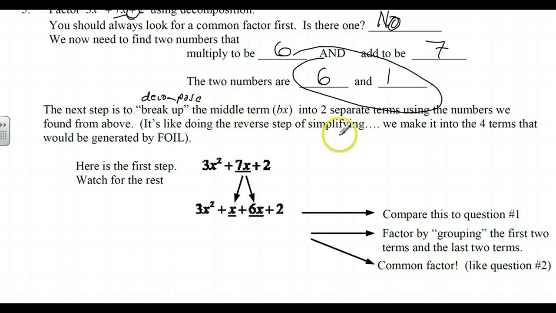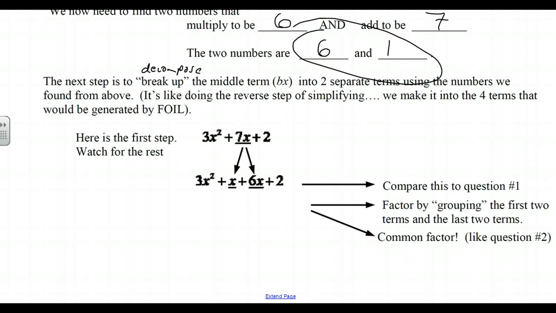It's like doing the reverse step of simplifying. We're going to make it into the four terms that would be generated by FOIL. So here's the first step. So we get 3x squared plus 7x plus 2 becomes 3x squared plus x plus 6x plus 2. So we've split it up into four terms, just like FOIL. We're going to factor by grouping the first two terms and the last two terms.